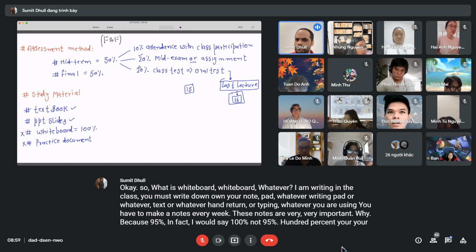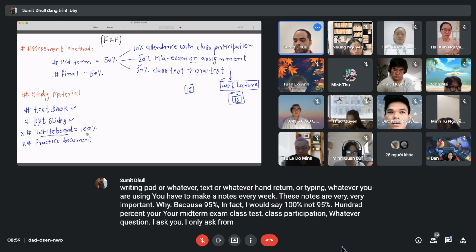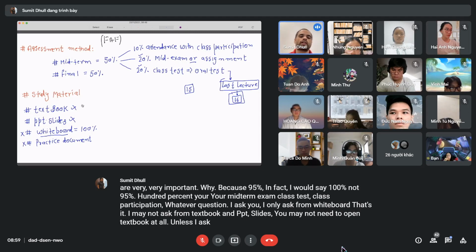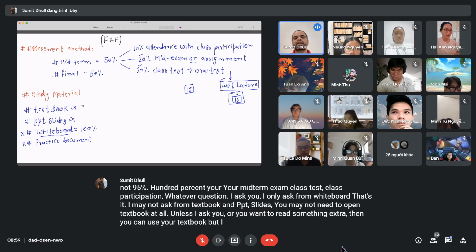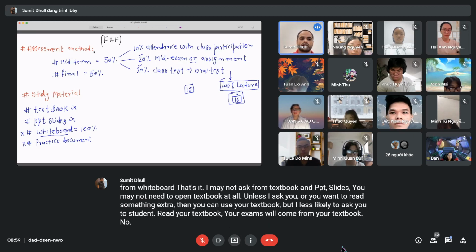your midterm exam, class test, class participation, whatever question I ask you, I only ask from whiteboard. That's it. I may not ask from textbook and PPT slides. You may not need to open the textbook at all unless I ask you or you want to read something extra, then you can use your textbook. Your exams will come only from your whiteboard.